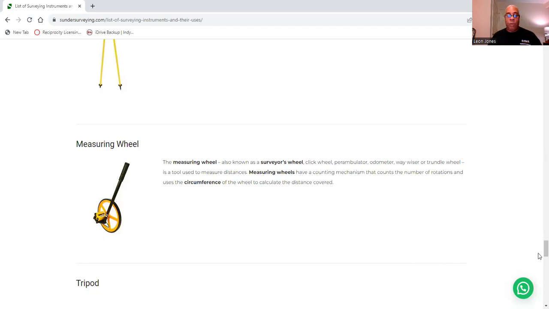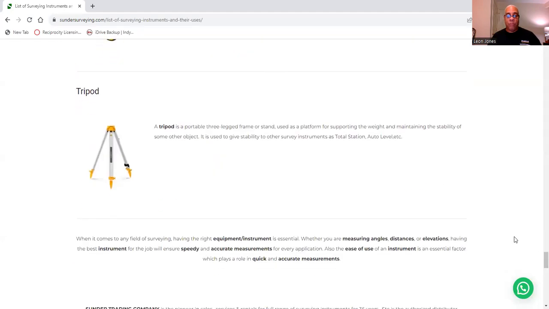And then a tripod. Tripod is very, very important. They used to have a quad pod. It had four legs. You had the instrument where you had four screws. But a tripod is a portable three-legged frame or stand used as a platform for supporting the weight and maintaining the stability of some other object. It could be a level, it could be your electronic distance measurement, could be your theodolite. But the tripod is basically used to give stability to other survey instruments, again, such as an auto level and total station.